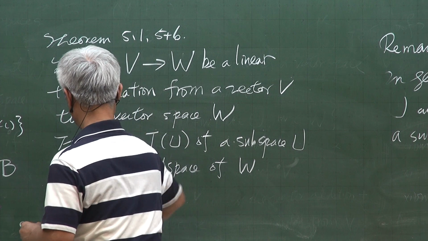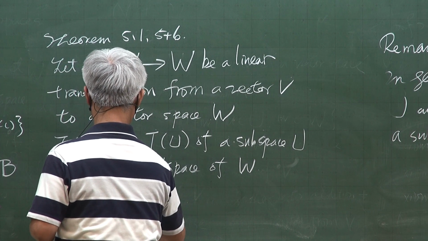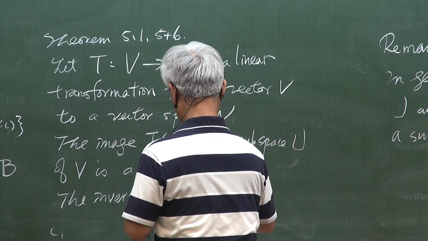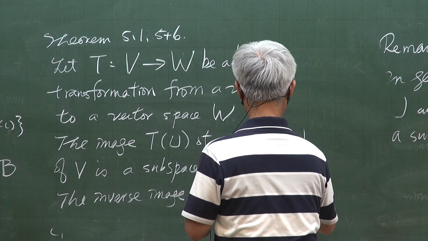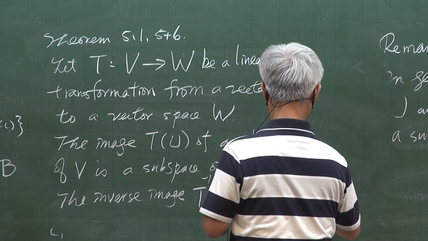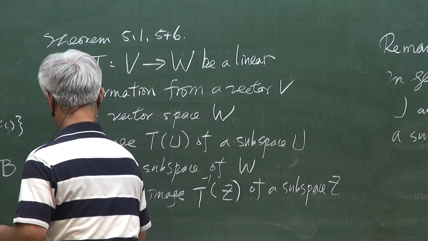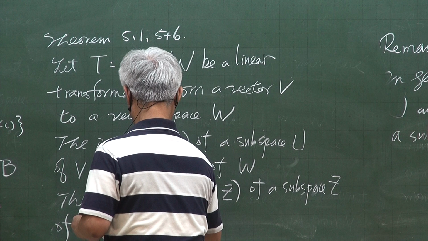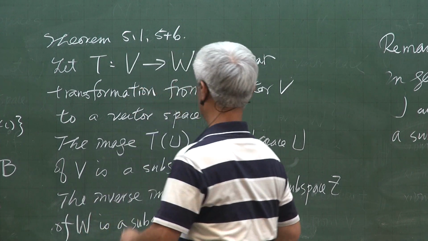And the inverse image T inverse of Z, of a subspace Z of the codomain W, is a subspace of the domain V.